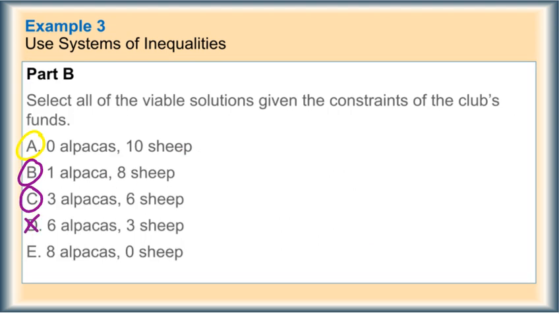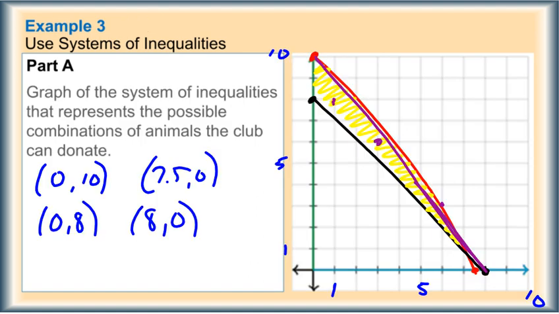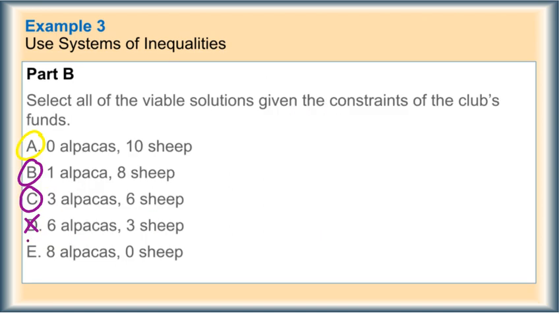8 and 0. So 8 and 0. This would not be it because the other one crosses over here before that. So 8 and 0 would not work. So our only viable solutions are A, B, and C. D and E do not.